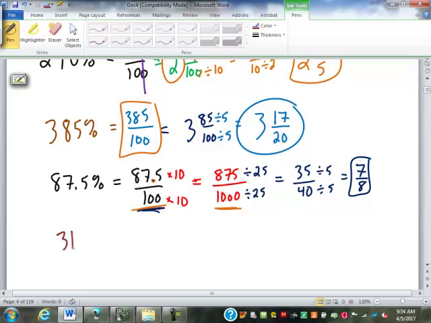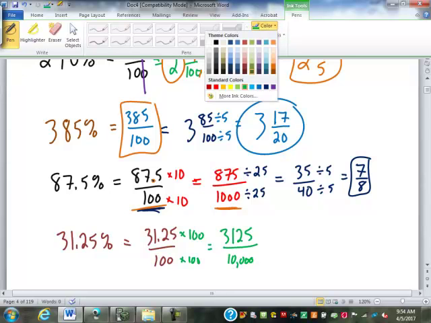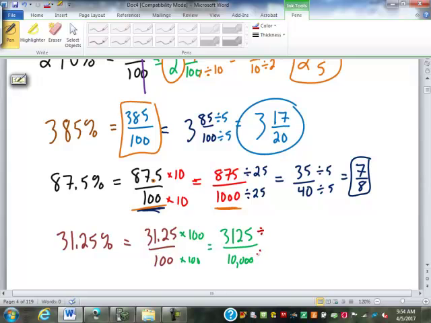We might have 31.25%. Well, that's going to be 31.25 over 100. Now, here we have 2 decimal places. So what do we have to multiply by? 100. Going to move it over 2 spots. So that becomes 3,125 over 10,000. Now, both of those can be divided by what? 25 will work again.